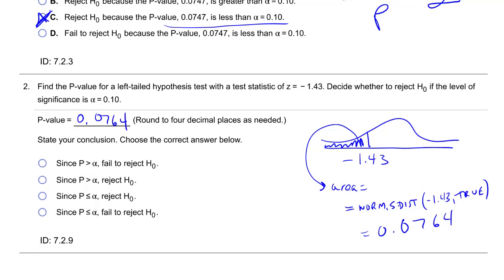Okay, now what did I find? I found that the p-value 0.0764 compared to 0.10 is definitely less than, or indeed less than or equal to 0.10, so I would reject H0 since the p was less than or equal to alpha.